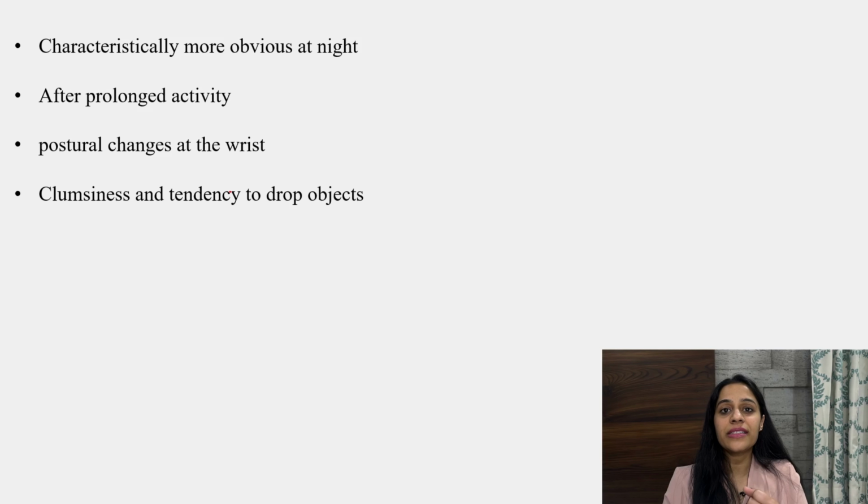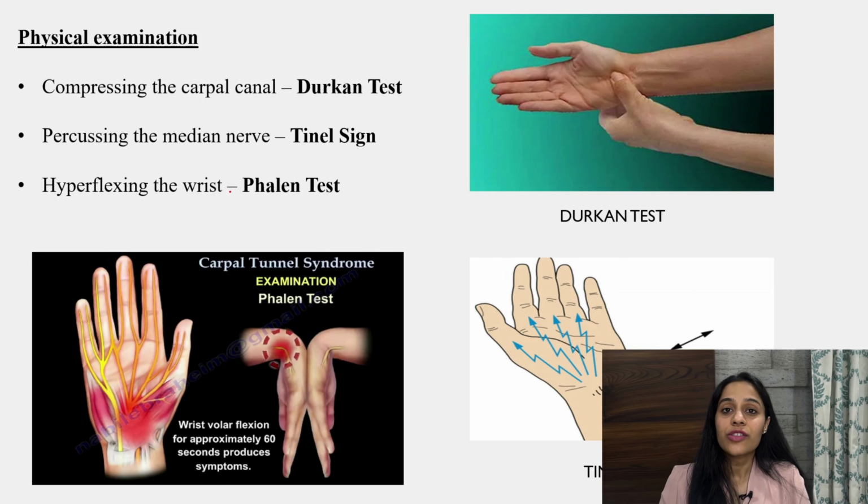Initially when ladies come, they complain that first of all there is pain and paresthesia in this distribution. Secondly, they tell us specifically that they are not able to hold objects; whenever they hold a utensil, it slips from their hand. This is a very typical feature you will see in females. Okay, so this was about the clinical features.